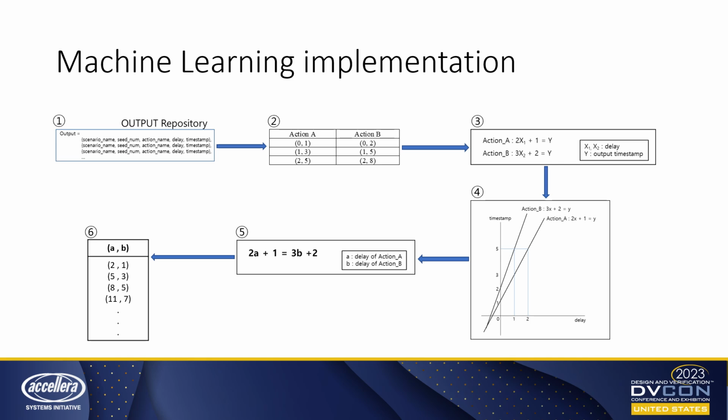So we get the linear equation for action A and action B, like number 3. This linear equation can be presented like the number 4 graph. Please note that our purpose is to find the delay value that has the same timestamp value.